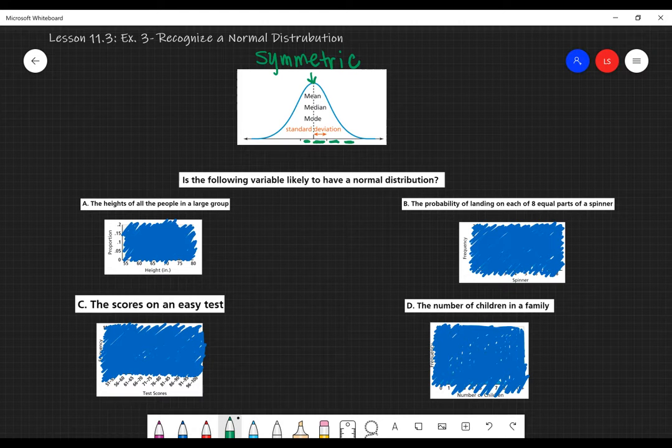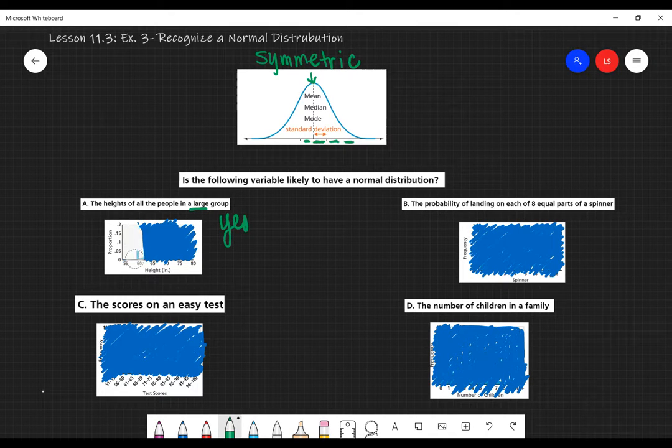So the first scenario they've given us is the heights of all people in a large group. And I do have histograms for each of these. I just blacked them out because I wanted you guys to think about each of the questions. So think about the heights of all the people in a large group. Potentially, when we're talking about large groups, we're talking about hundreds, thousands, millions of people. And when you think about height of people, yes, there are some people that are shorter. Yes, there are some people that are taller. But for the most part, yes, this should have a normal distribution.